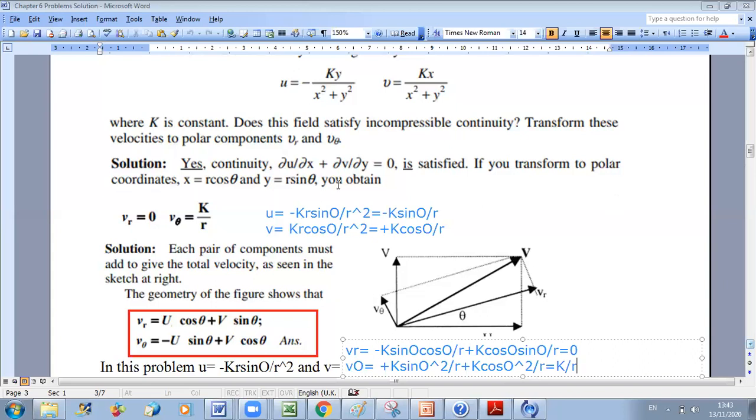Okay, so I will re-explain how to relate VR and V theta to U and V.